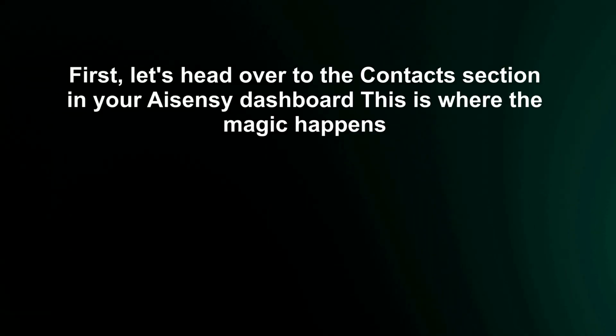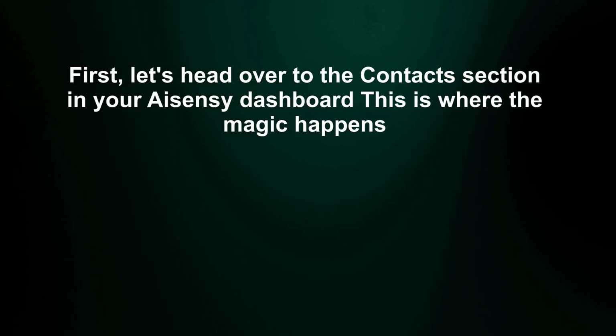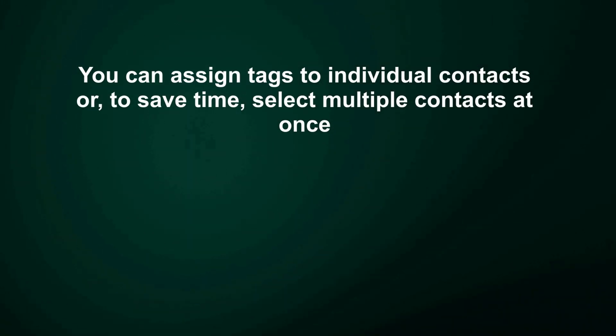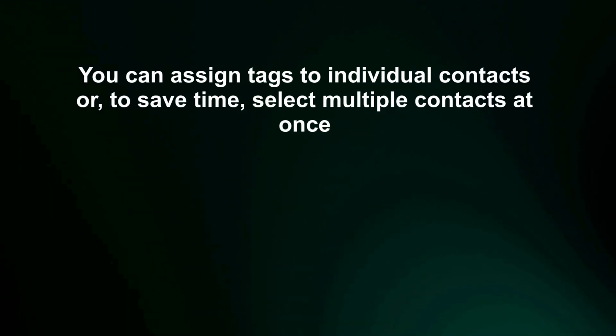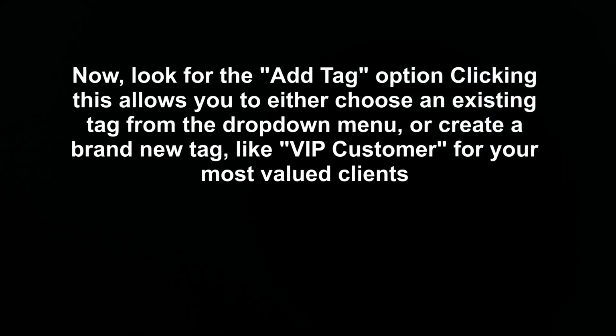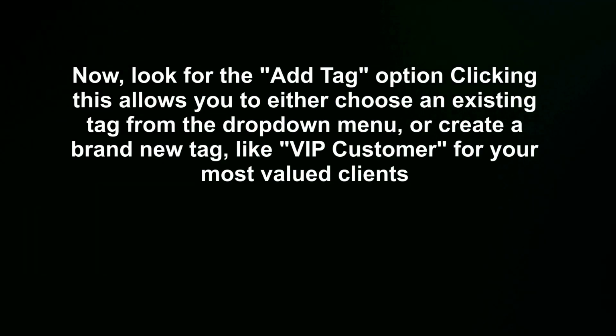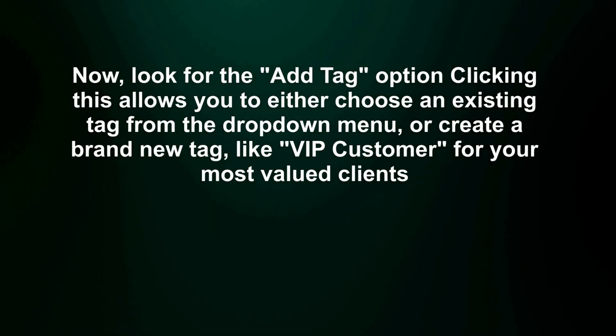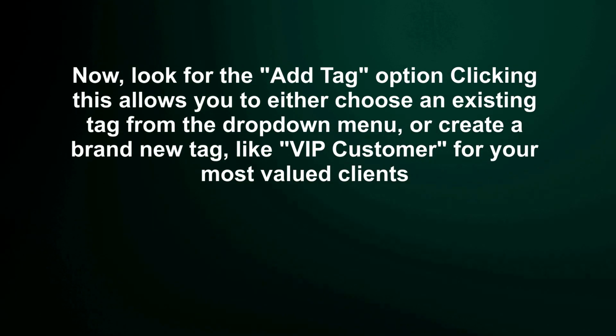First, let's head over to the Contacts section in your Aisensy dashboard. This is where the magic happens. You can assign tags to individual contacts or, to save time, select multiple contacts at once. Now, look for the Add Tag option. Clicking this allows you to either choose an existing tag from the drop-down menu or create a brand new tag, like VIP customer for your most valued clients.